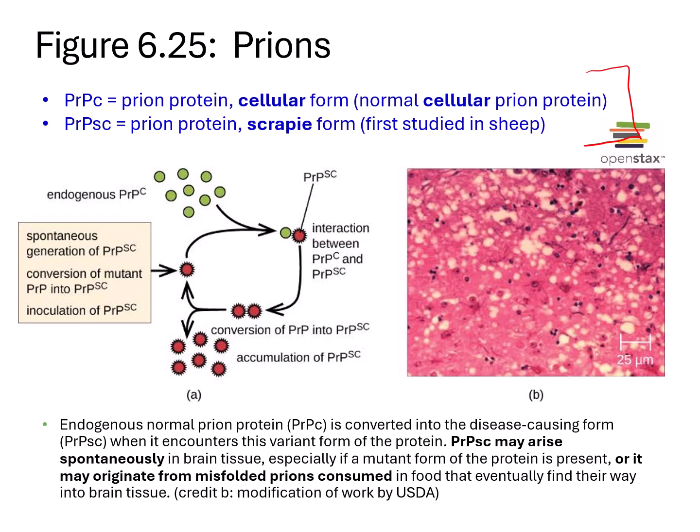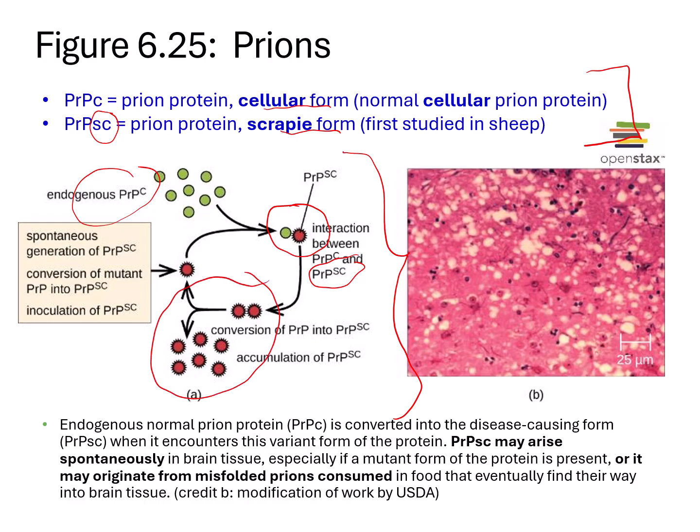And here I've written out what they stand for again. Prion protein cellular form is that normal form, and the scrapie form is named because they first discovered the prion protein in sheep, which causes scrapie. Here we can see how the interaction between PrPSc and the normal prion protein can cause the normal endogenous, so normally found PrPC, to convert into the bad form, ultimately causing brain degeneration. And you can see all of these plaques, right? These holes in the brain.